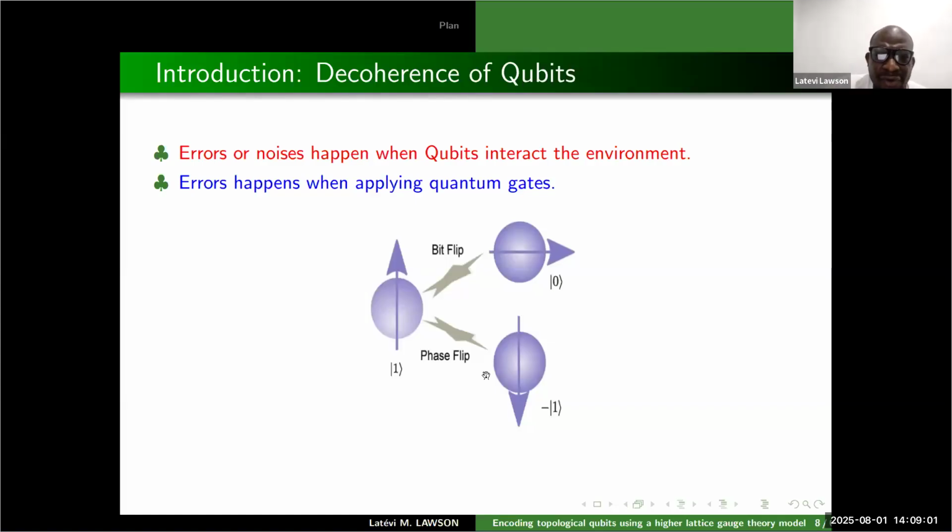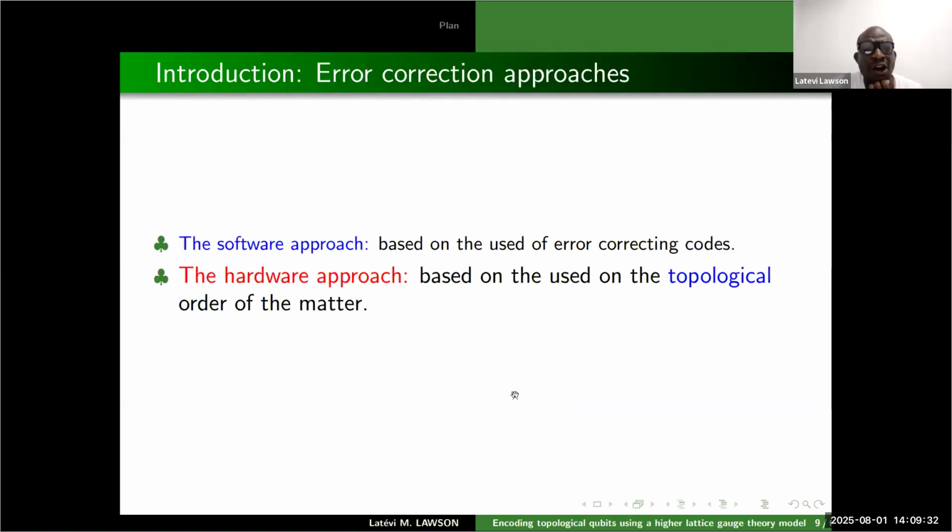Now, the big problem with quantum computing is decoherence. Our qubits are very fragile when they interact with the environment. For example, if I have the qubit 1 in contact with the environment, which can be noise or perturbation, it is flipped to this one, or we have a phase flip. This is the main problem today in achieving the next generation of quantum computers. So how do we solve the problem of decoherence, which introduces errors in the computation? The first approach is software-based, which is error correction code, and the second is a hardware approach using the topological order of matter.